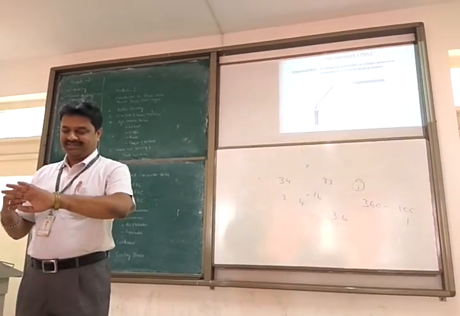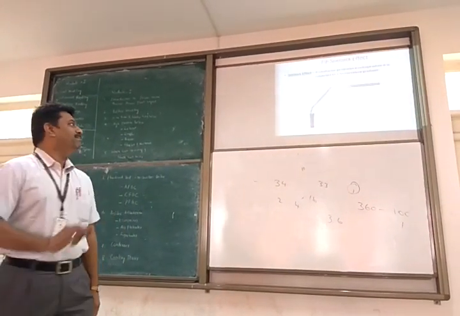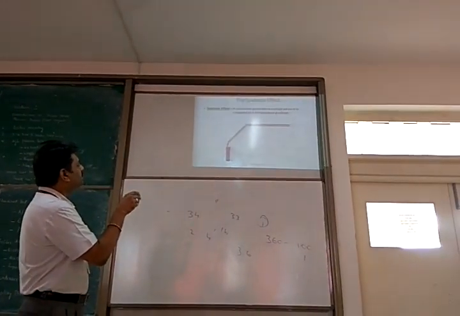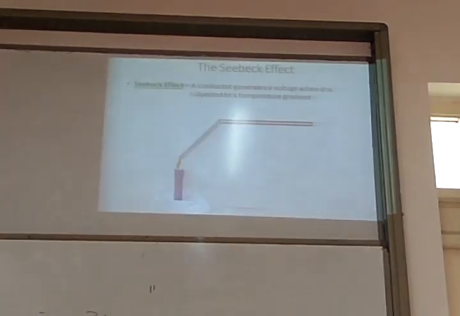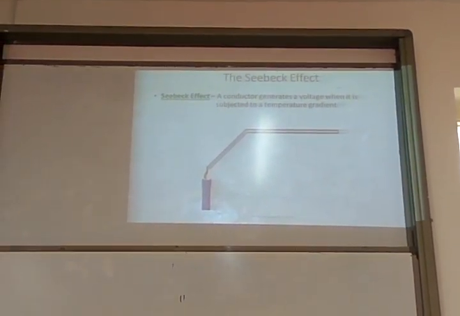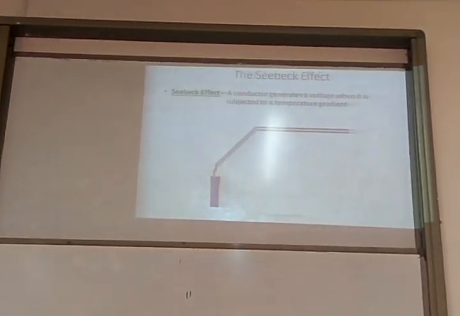Now thermocouple. The rest of the class is only for thermocouple. Here you have dissimilar materials joined together to form a thermocouple, as discussed. And we use two effects: one is the Seebeck effect, the other is the Thomson effect.